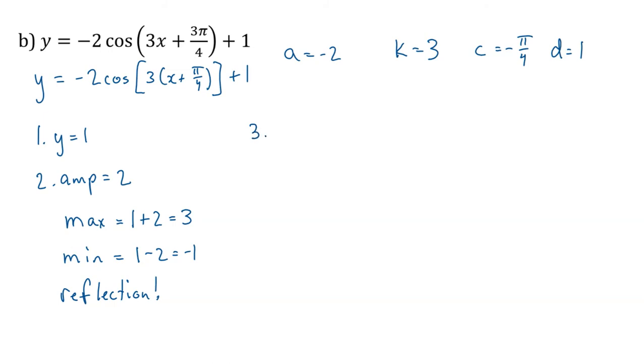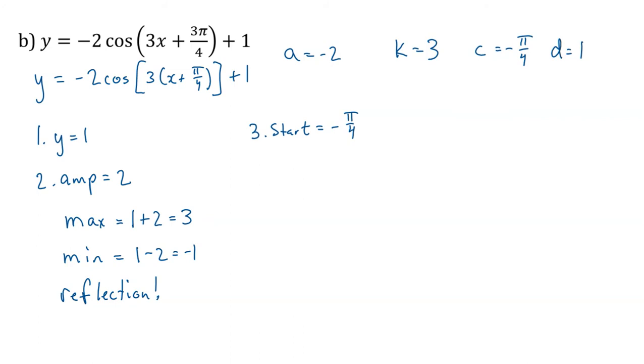Okay, question 3, start. Adding pi by 4 means a shift to the left. So our C value is negative, and our start is negative pi by 4. If you're talking about transformations, it's opposite of what's in the brackets, but it's the same as the C value.